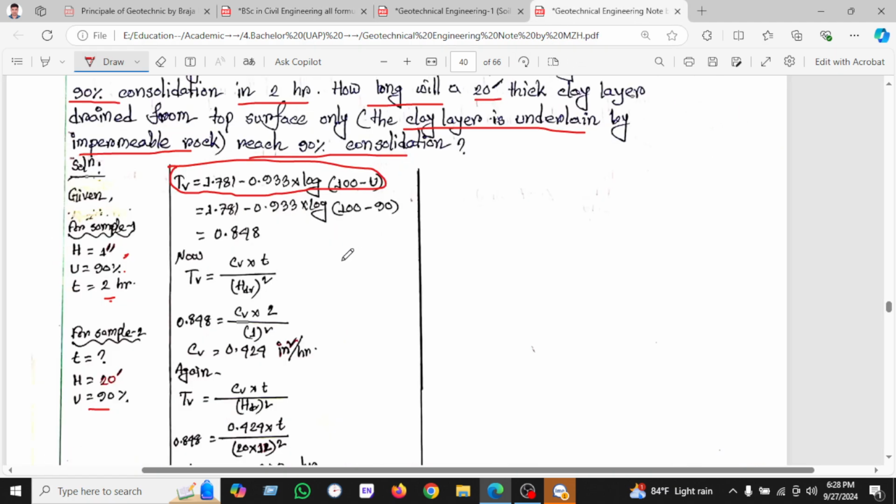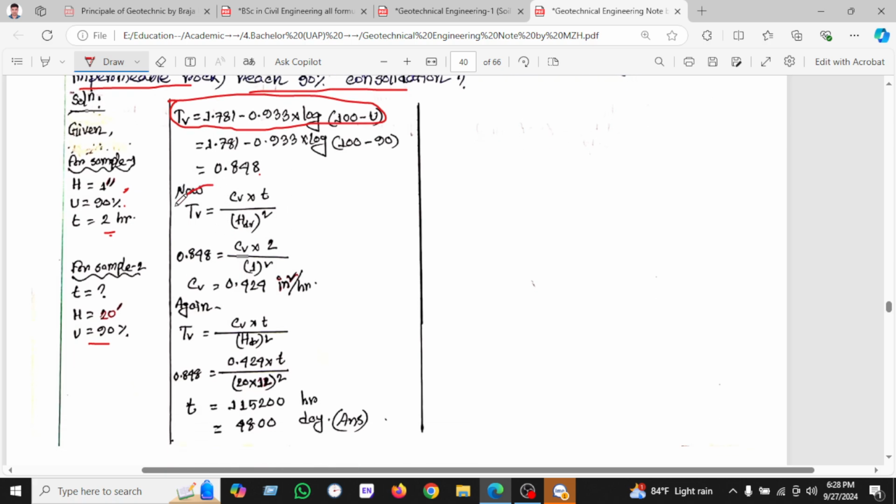Okay, and we found the time factor. We have used the time factor formula, and the drainage path is 1 because this is the sample we have used, and found Cv equal to 0.42. Again we have used it for the same and found H equal to 20, because the 20 is in feet and we will take it in inches. That's why we will multiply by 12, and found the time is 115200 hours, which is 4800 days.